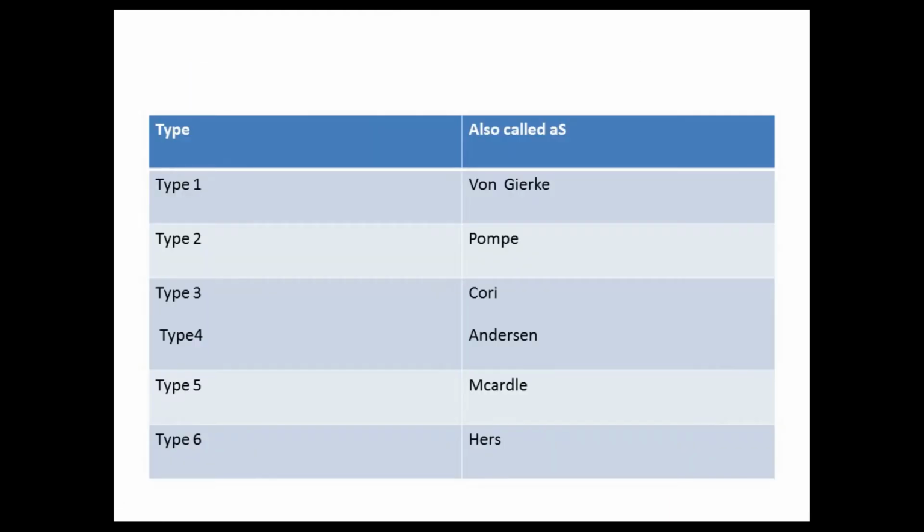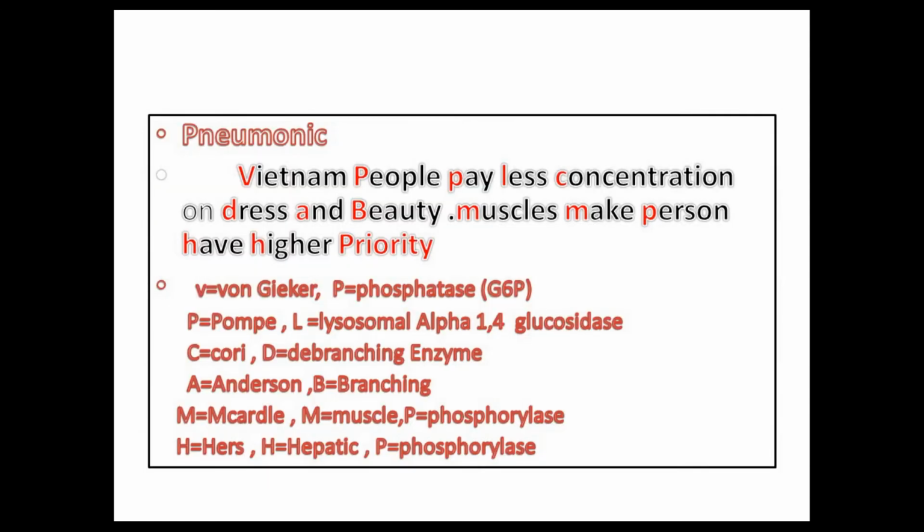Let's talk about the names of the diseases. We are going to talk about 6 diseases, type 1, 2, 3, 4, 5, 6. Type 1 is von Gierke, type 2 is Pompe, type 3 is Cori, type 4 is Andersen, type 5 is McArdle, type 6 is Hers. And let's talk about the important thing of the video.